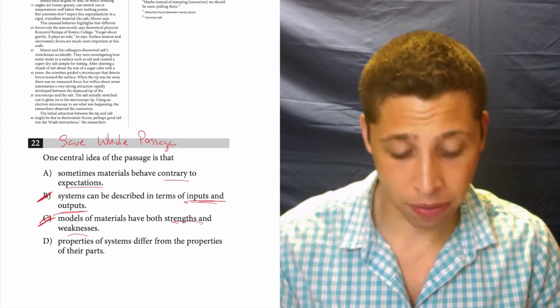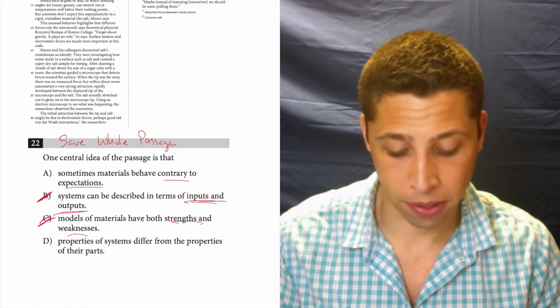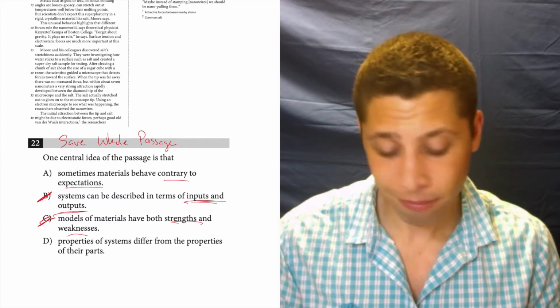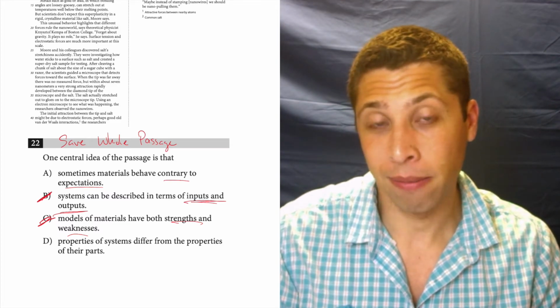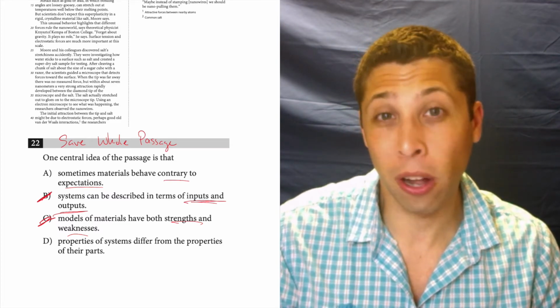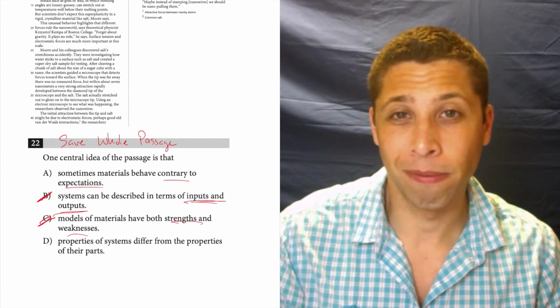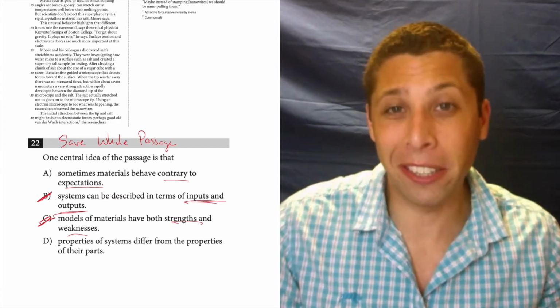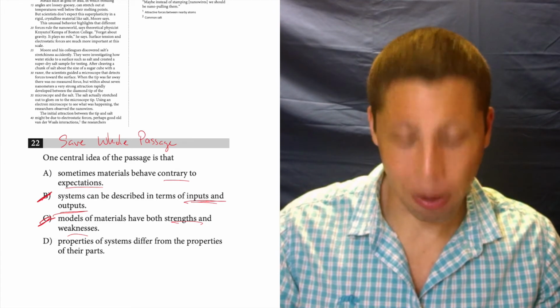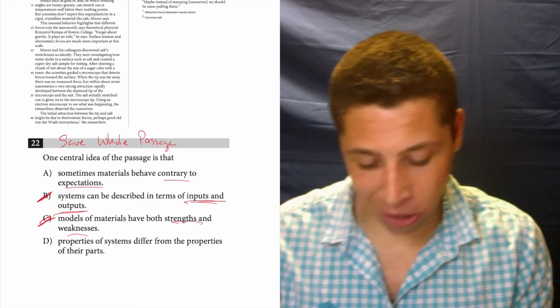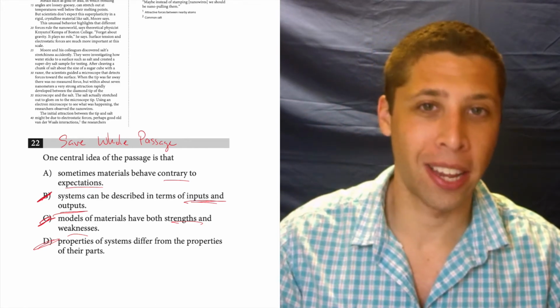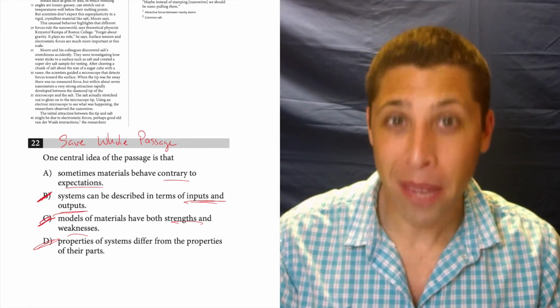D, properties of systems differ from the properties of their parts. Same question as before. What's the system? I don't really even know what that would mean. Again, it's salt. I don't know. There's nothing bigger. It's just salt. And the properties of their parts, well, it's more salt. It's all salt. The whole thing is salt. So don't let the weird science words fool you here. They mean what they mean.